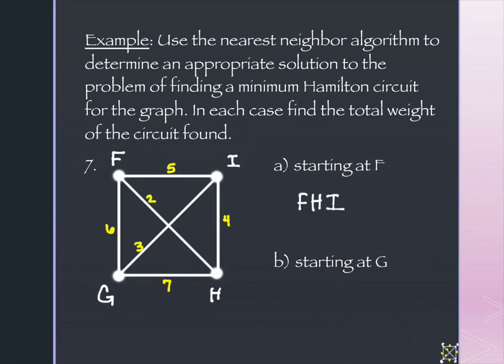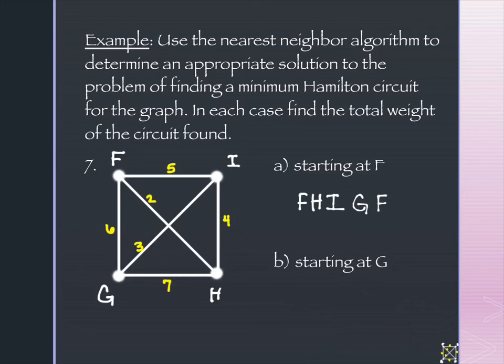Now, while I to F is not the smallest, even if it were, I couldn't do that. I have not yet visited point G. So at this point, I am stuck with whatever is on this diagonal, I to G. I have to do that next. Otherwise, it won't be a Hamilton circuit that visits everything. And then I go back to the starting point F. So this is the order of my values if I start out with this idea of choosing the minimum weight.